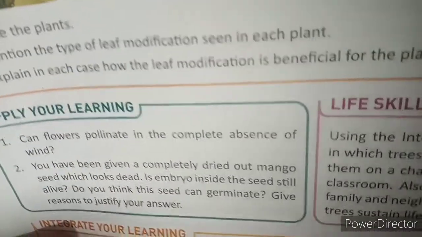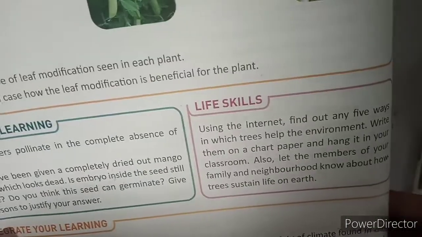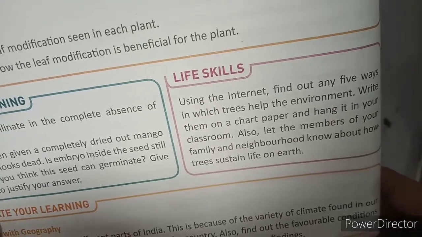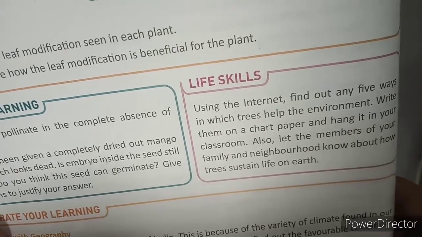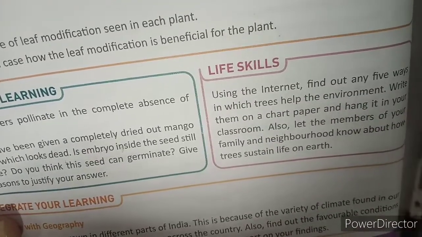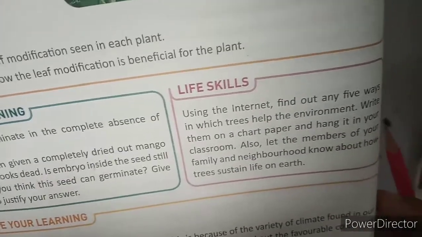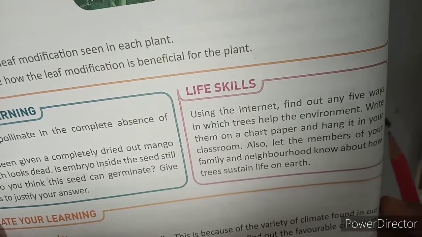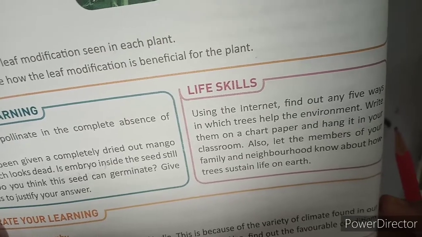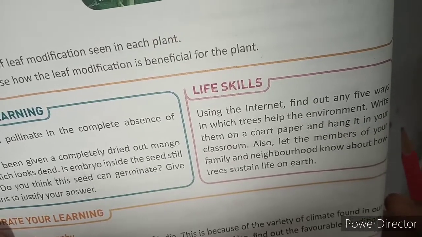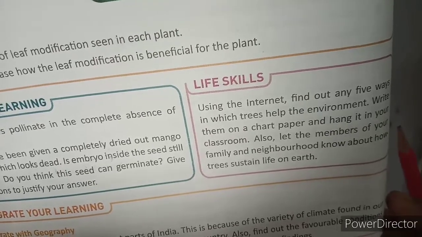Okay, now using the internet, find out any 5 ways in which trees help the environment. Write them on chart paper and hang it in the classroom. So this is your project type of question. Using the internet you can take out the information regarding how trees help the environment. When you come to school, that time the teacher will give you further instructions.